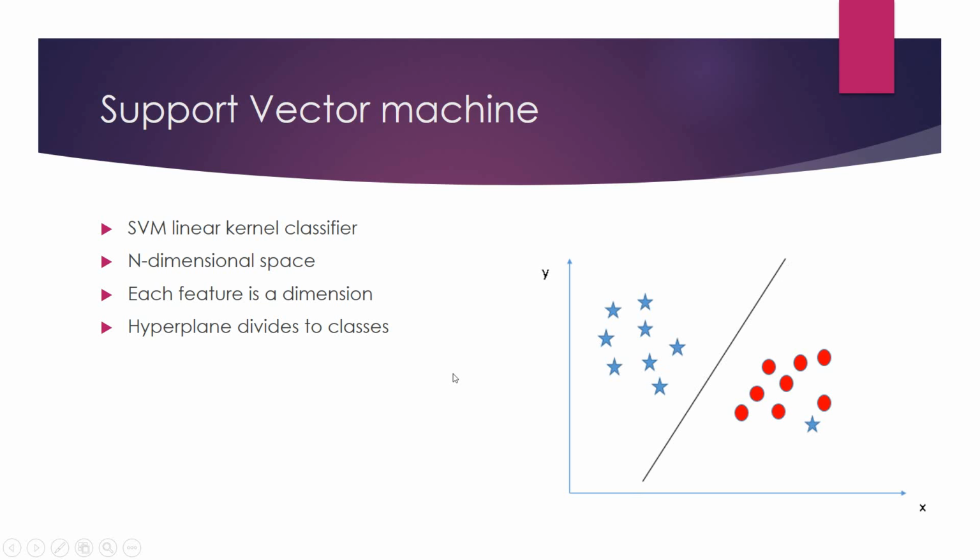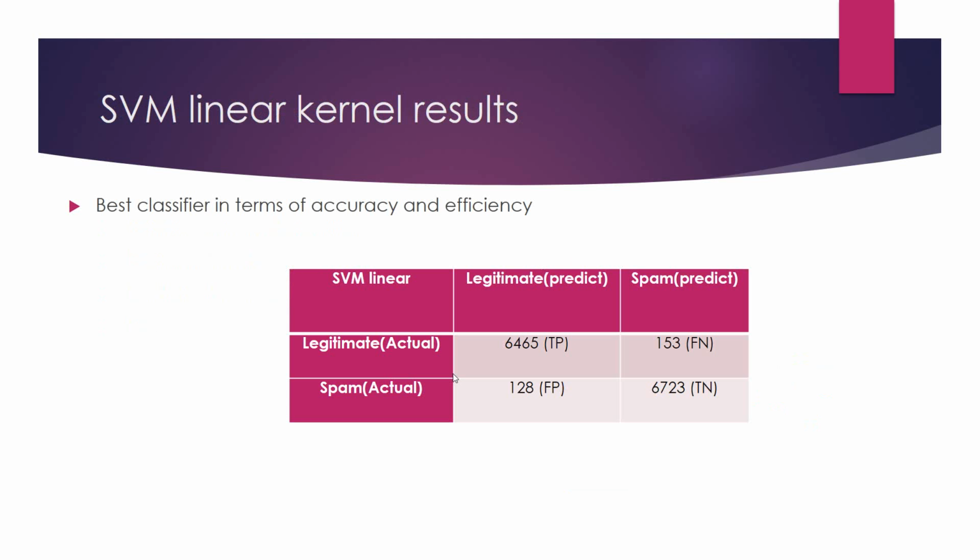If the margin is high, that is more probable to be considered as a hyperplane. So let's see the results of support vector machine. I have used the SVM linear kernel classifier here. This seems to be the best classifier in terms of both accuracy and efficiency. It takes around 5 to 10 seconds of execution time, and the false negatives and false positives are below 200 and very low. This classifier performs better than all the other classifiers according to the results.